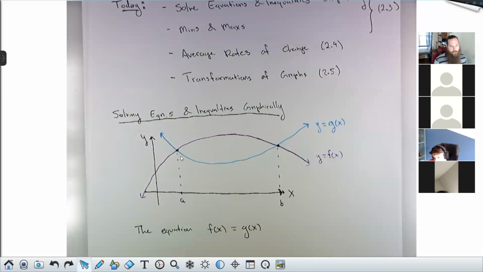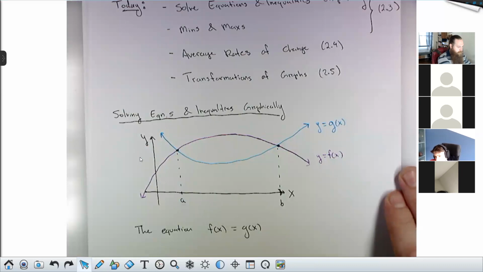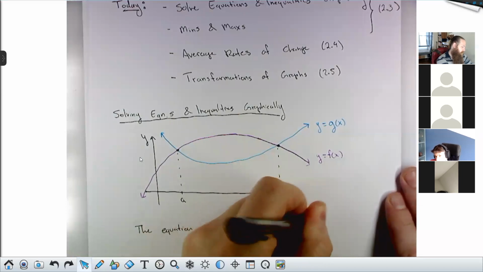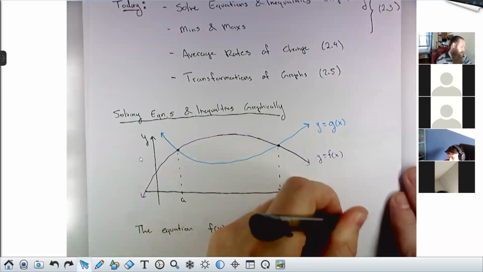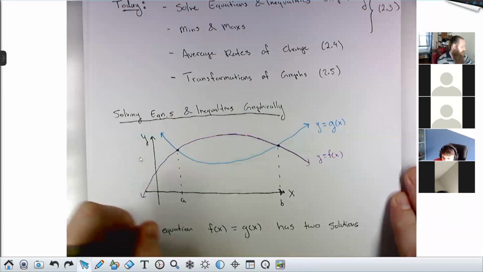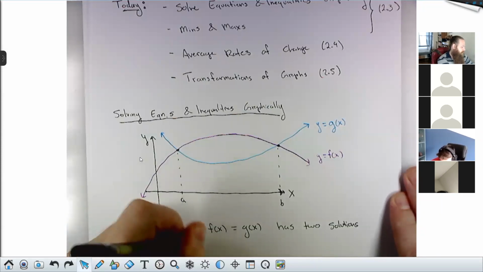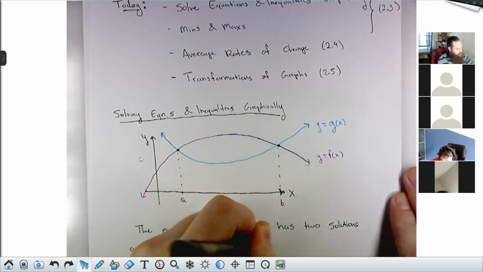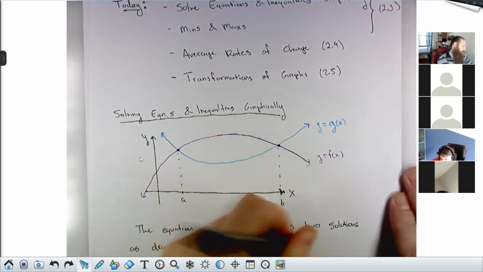If the blue graph and purple graph touch when x is equal to a, the y value along the blue graph there is g of a, the y value along the purple graph there is f of a, and the fact that they're touching means those two y values are the same. So the equation f of x equals g of x has two solutions in this picture. Those solutions are x equals a and x equals b.